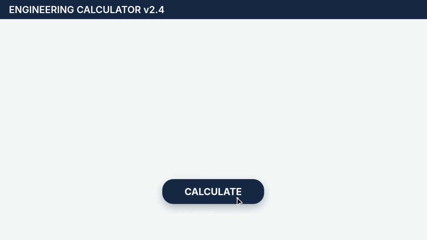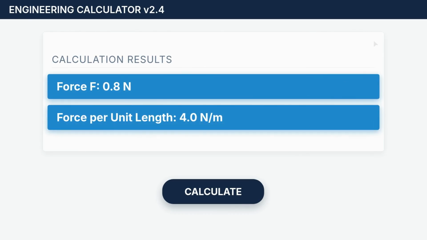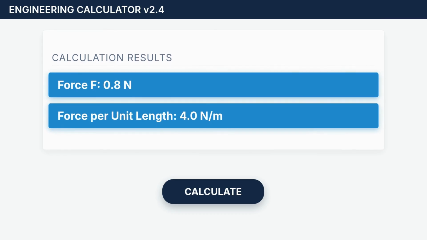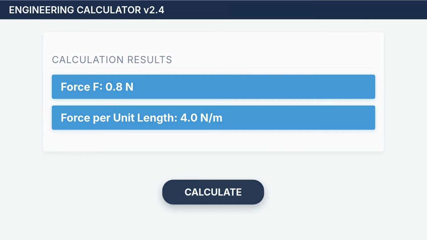The calculator shows your calculated force F in newtons along with all your input parameters clearly displayed. It also provides the force per unit length, which is useful for comparing different wire configurations.